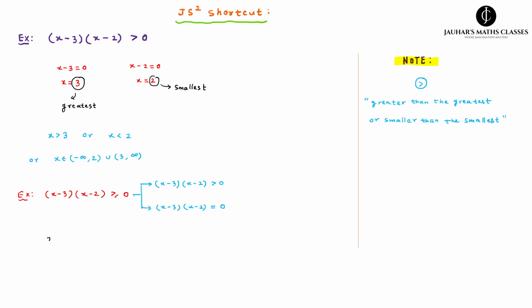So I can write the answer x greater than or equal to 3 or x lesser than or equal to 2. Or you can write the answer in this way also, x belongs to minus infinity to 2 union 3 to infinity, like that. And here I have included 2 as well as 3, my dear. That's why I have considered a square bracket over here.